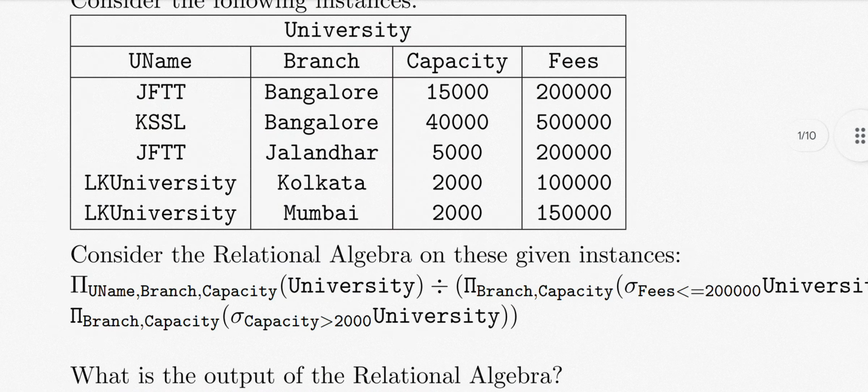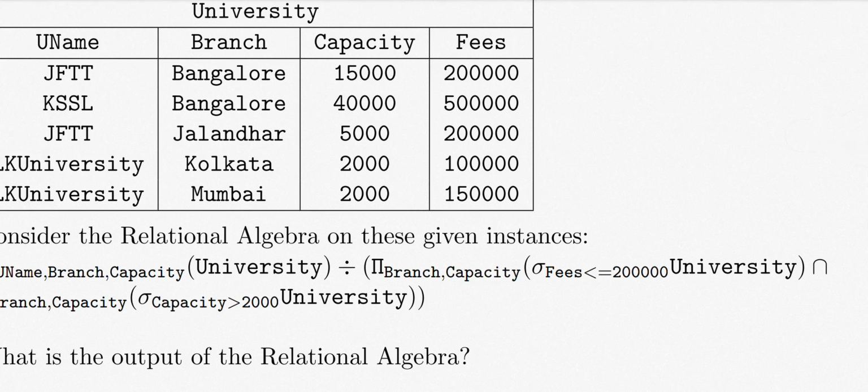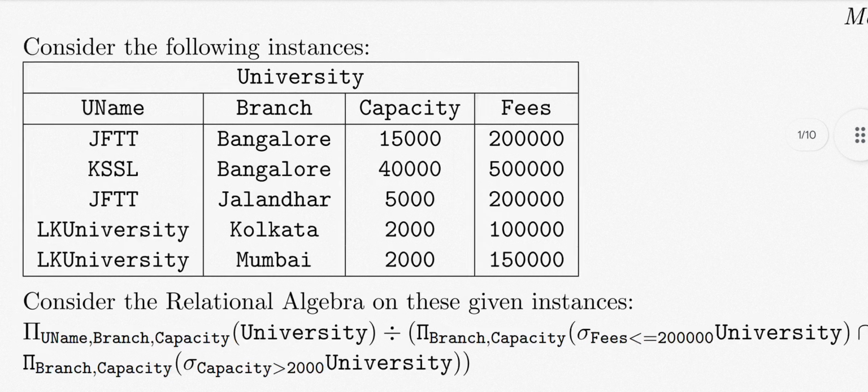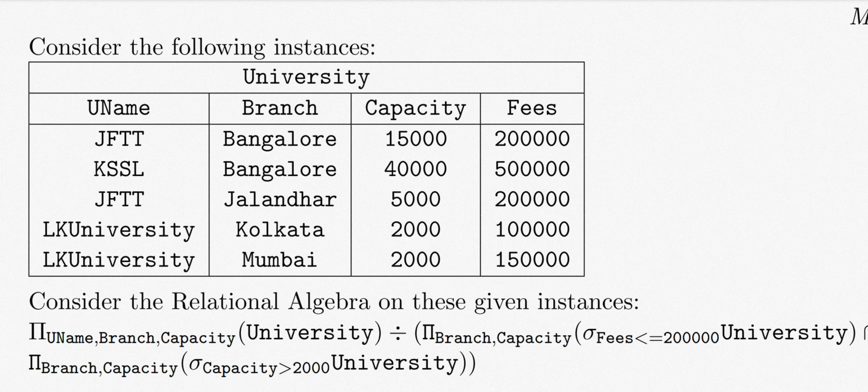Now intersect these two conditions. When we intersect, only the possible ones will be projected, right? Now when we intersect, the output will be Bangalore 15,000 and Jalandhar 5,000, because only the tuples that are present in both the conditions will be in the output, right? So the answer will be Bangalore 15,000 and Jalandhar 5,000.